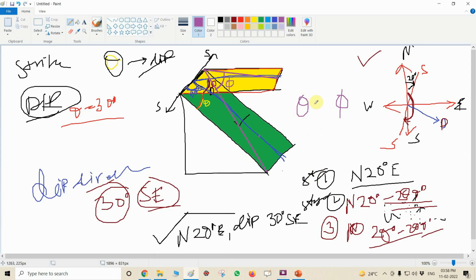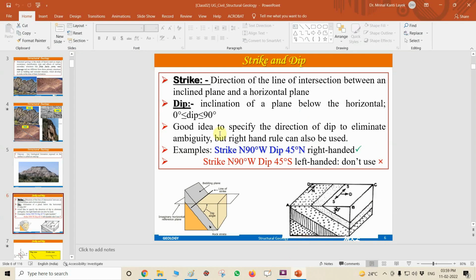So phi will always be less than theta, and theta is called the true dip condition. When we are taking the inclined line perpendicular to the strike direction, then your dip value will be the actual dip value, that's called the true dip value. If you take any oblique line, it will give you an apparent dip value. So dip could be of two types, true dip and apparent dip.